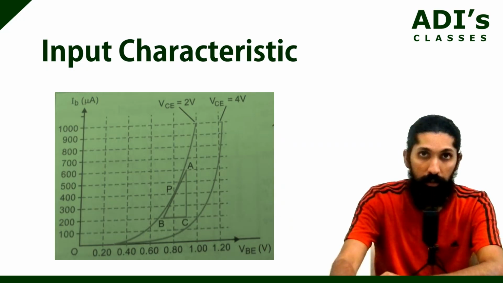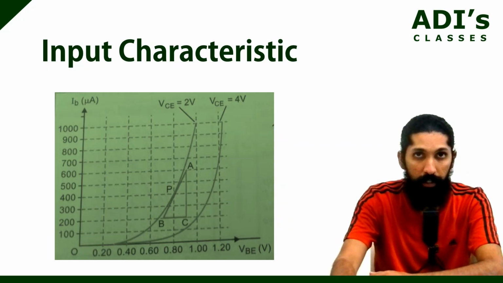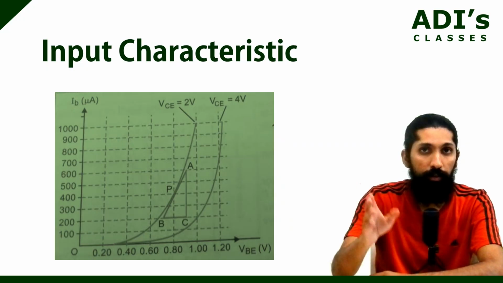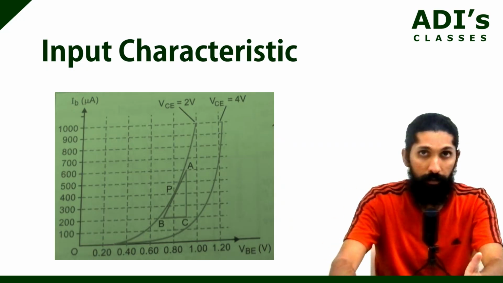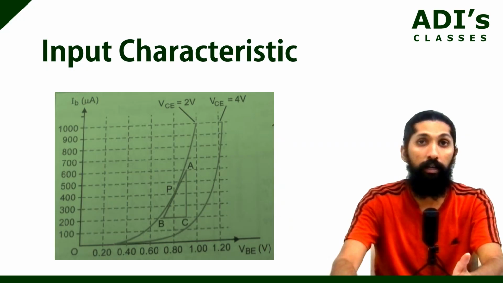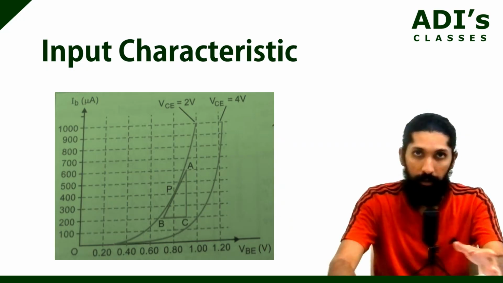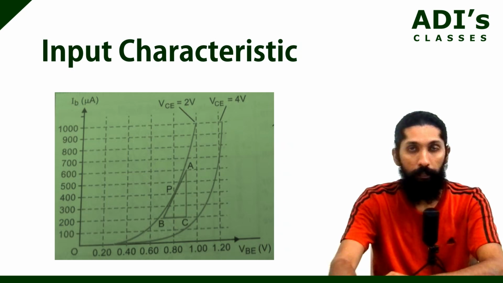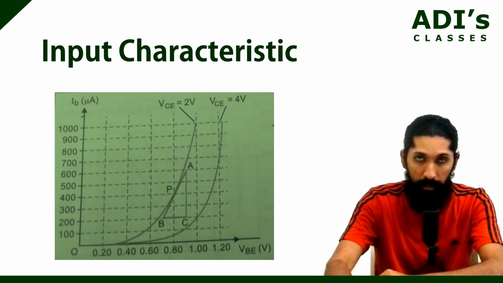So for that, look at this particular graph. Now you have VBE and you have IB. And you see the graph and we have a slope and everything, correct? Now when you have a VI graph, we can calculate the resistance, isn't it? We are going to do that at the end of this input characteristic. So what are the observations and conclusions we can get from this particular graph?